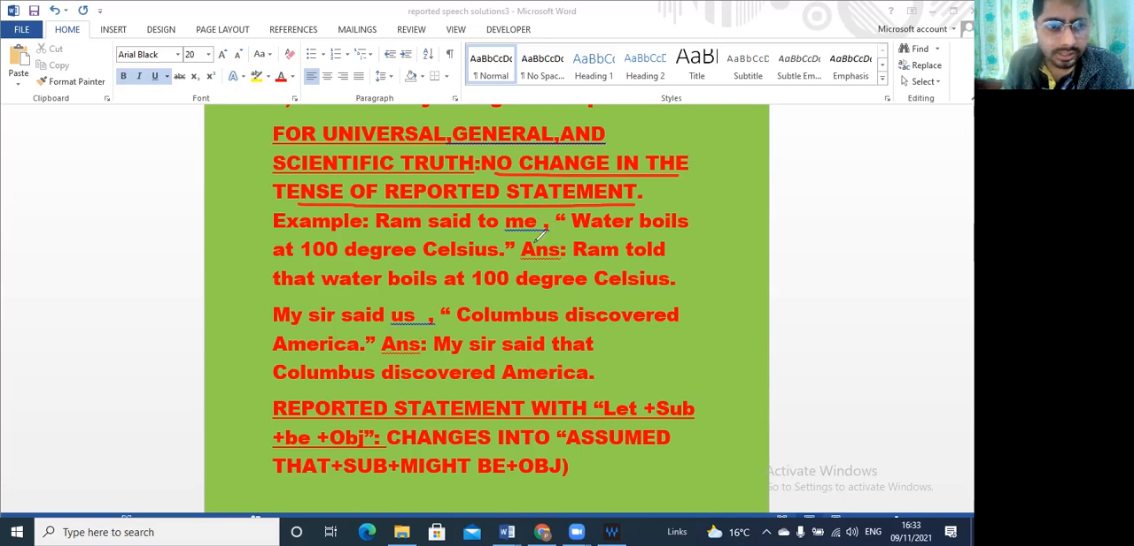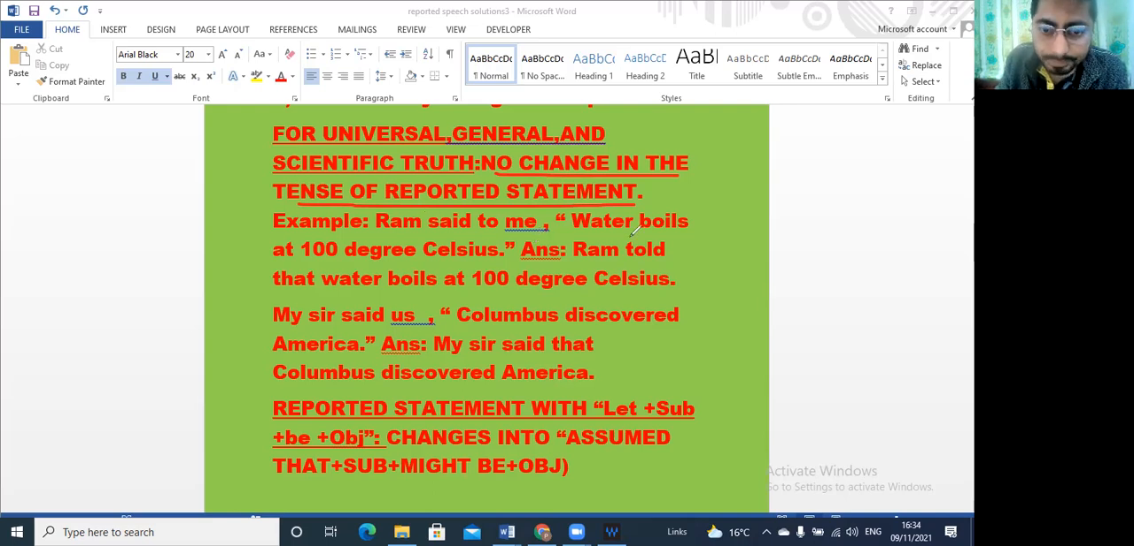Now let's talk about scientific fact. Scientific truth: water boils at 100 degrees Celsius. The earth rotates around the sun. The moon rotates around the earth. This is scientific fact. Blood is red due to RBC present in the blood cell. Now let's move downside to know about this fact.